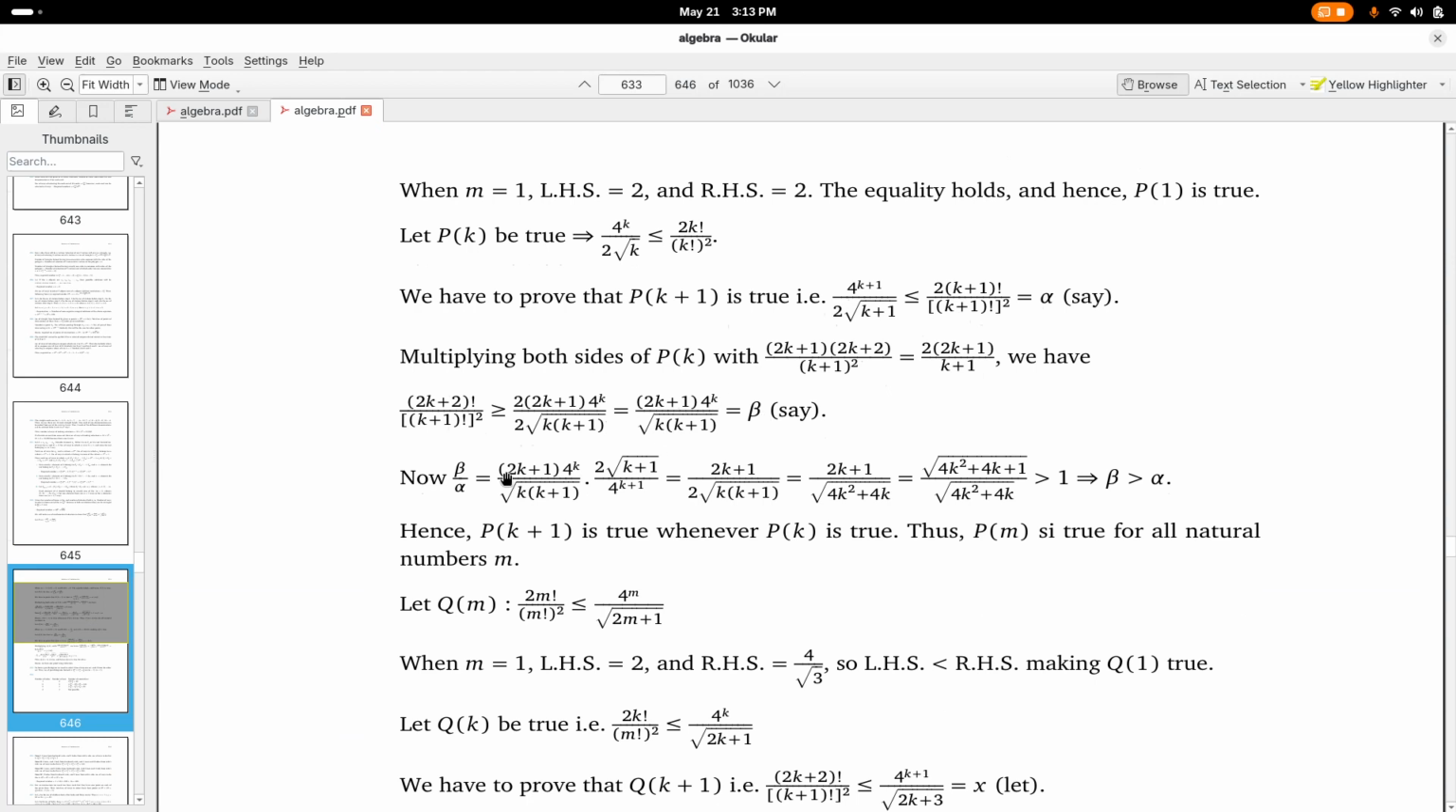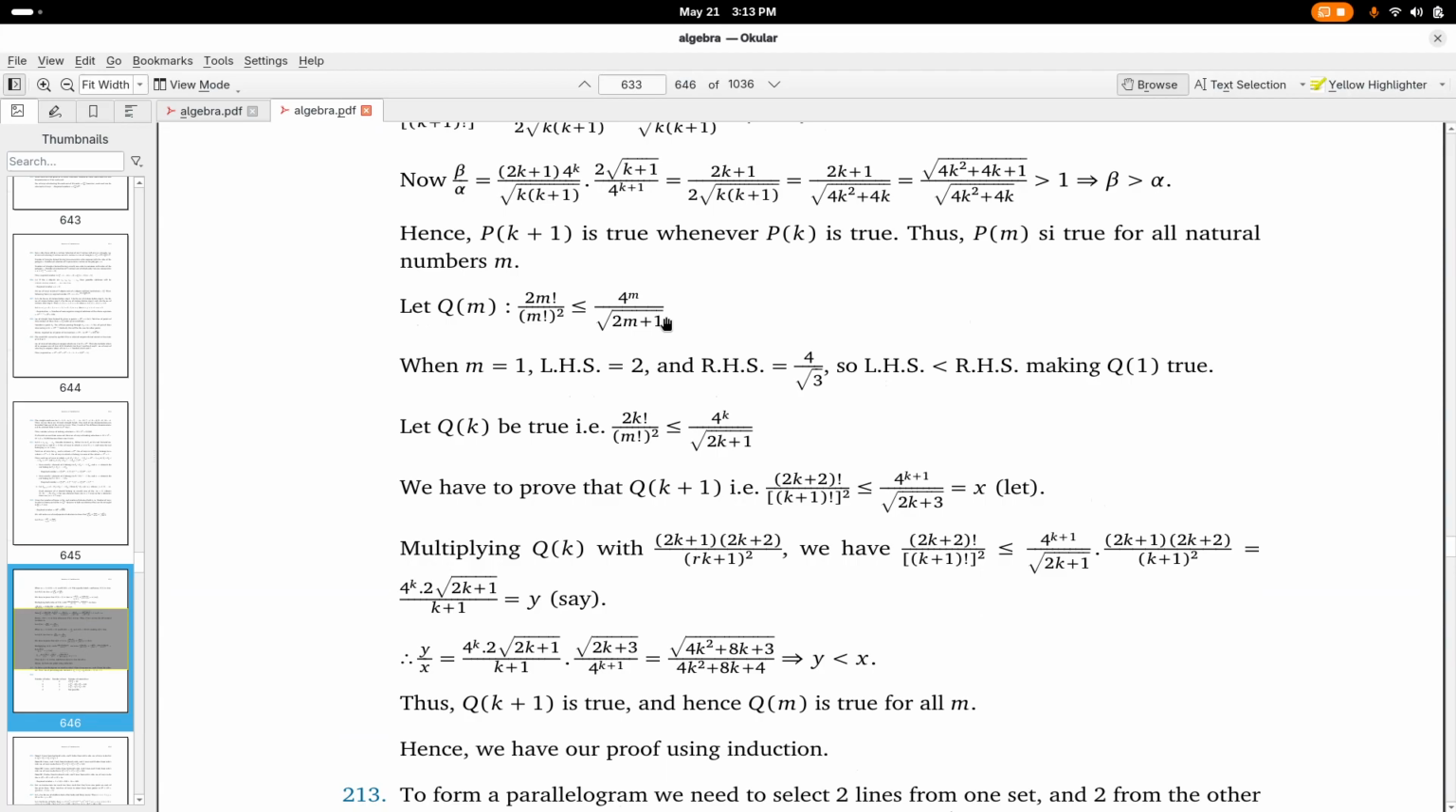Now we divide beta by alpha. So when we divide, that is equal to 2k plus 1, 4 to the power k divided by square root of k into k plus 1, into 2 square root of k plus 1 by 4 to the power k plus 1. So we write the left hand side of alpha here as a reciprocal. That is equal to 2k plus 1 by 2 square root of k into k plus 1, which is equal to 2k plus 1. We bring 2 inside, it is 4k square plus 4k, which is equal to square root of 4k square plus 4k plus 1 by square root of 4k square plus 4k, which is greater than 1, and hence beta is greater than alpha.